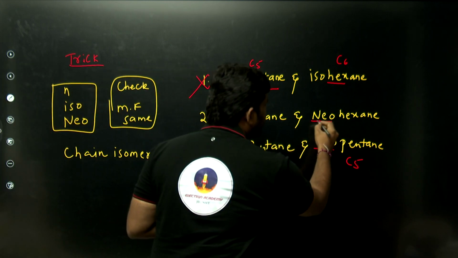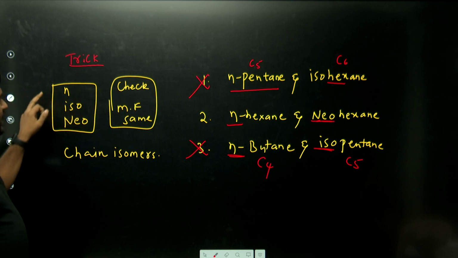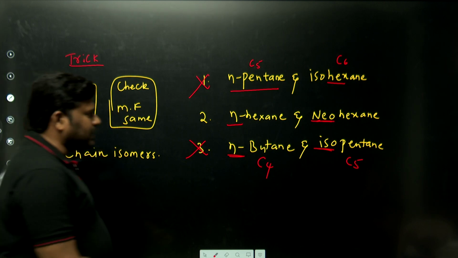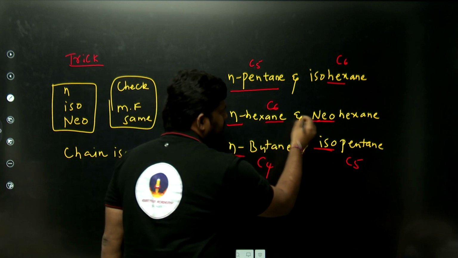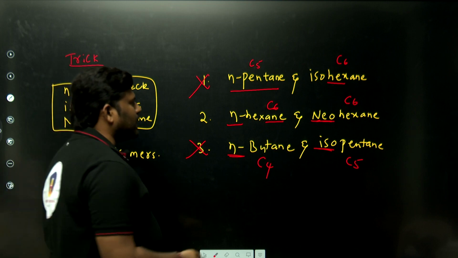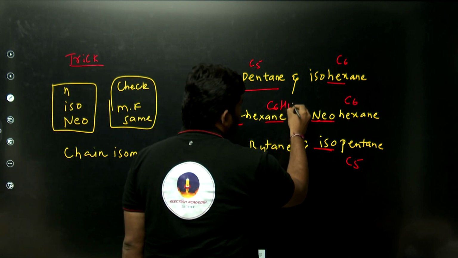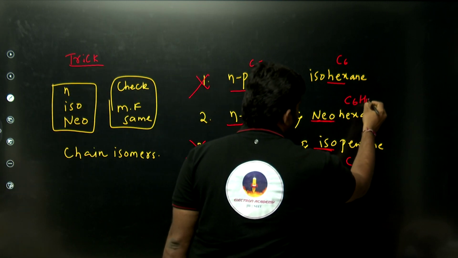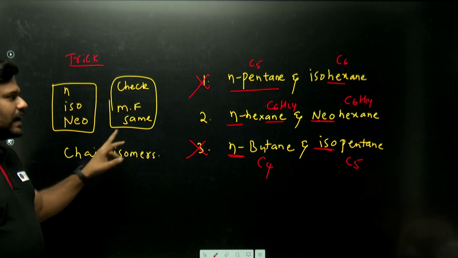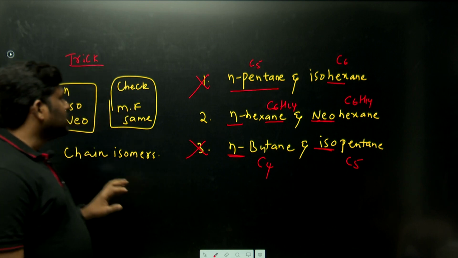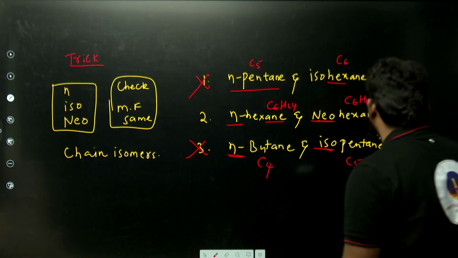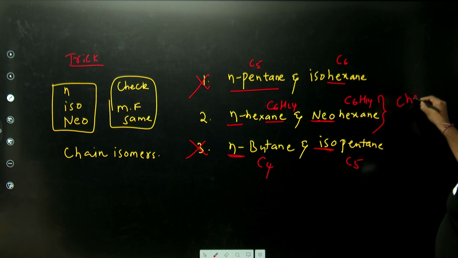N-hexane and neohexane. What I said, N, iso, neo, that is the isomer, and the same molecular formula is there. Hexane is C6, here also C6, the same carbons. Hexane is nothing but C6H14, and here isohexane is also C6H14. Same molecular formula, N and neo or iso, those are called chain isomers. These are not chain isomers; these are chain isomers.